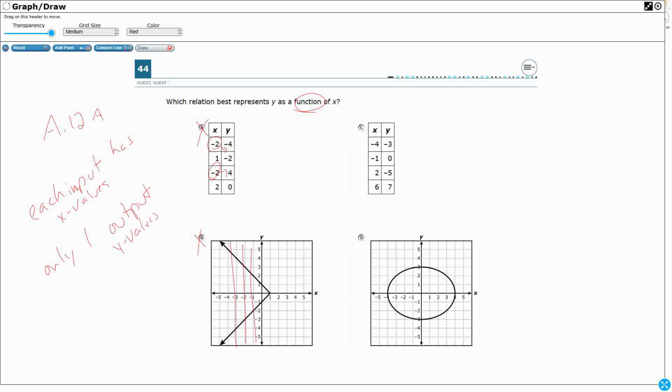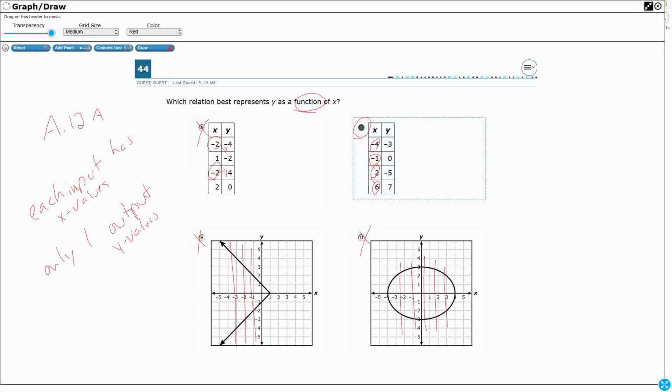Look at C. Here, I've got a -4, my x is -1, my x is 2, my x is 6. 4 different x's. They can end up leading to the same y if we need to, as long as the same x doesn't lead to different y's. And so this is going to be our answer because D does not pass the vertical line test either. So our answer here is C.